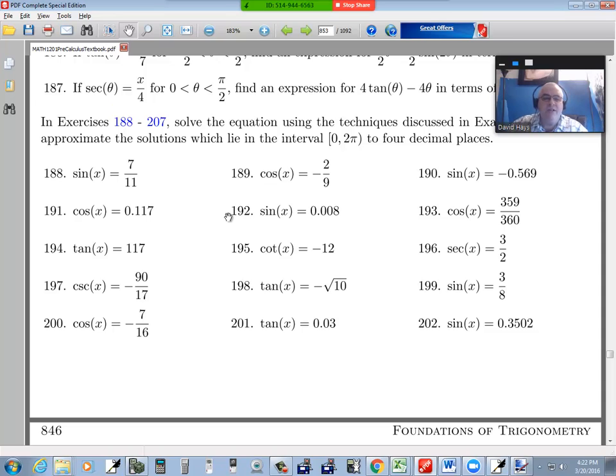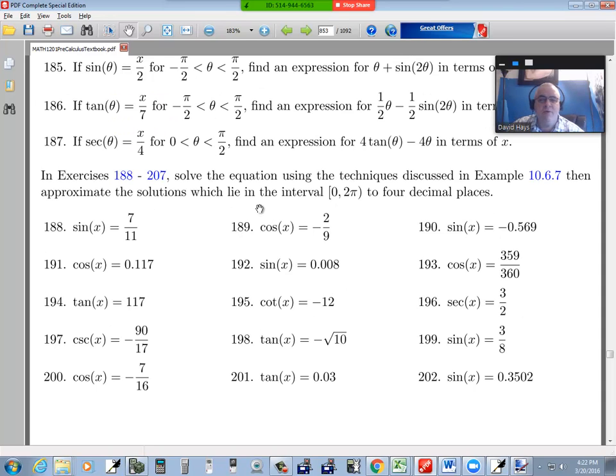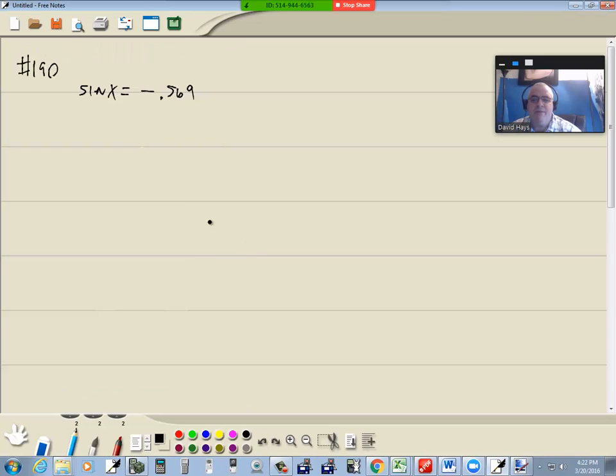It says solve the equation using techniques, then approximate solutions lie in the intervals 0 to 2 pi. So 0 to 2 pi implies radians, 4 decimal places. Okay, I'm not going to approximate it. I'm just going to use my calculator. So we can take inverse sine of both sides. That's the same as arcsine. Sine x is equal to inverse sine of -0.569. Now inverse sine and sine cancel each other.